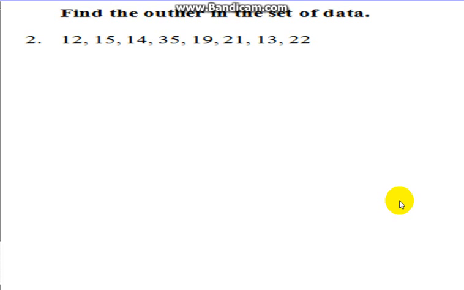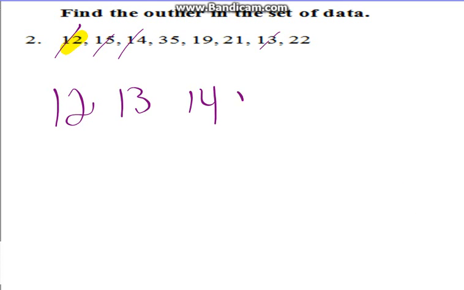Number 2 says find the outlier in the set of data. An outlier is a number that is way far out of bounds of most of the other numbers in your data set, on either end, the beginning or the end. So let's put everything in order from least to greatest. We start with 12. Next we have a 13, a 14, 15, 19, 21, 22, and 35.